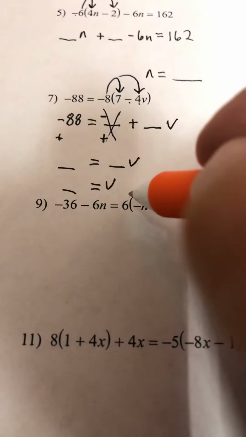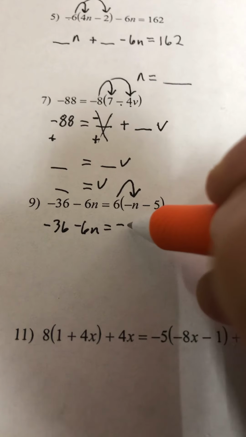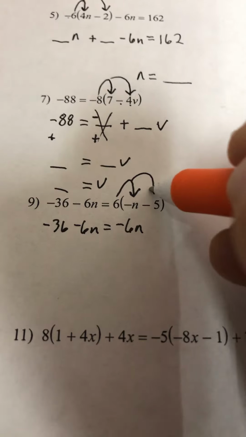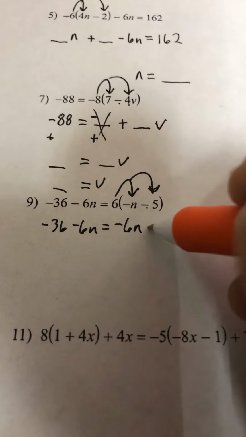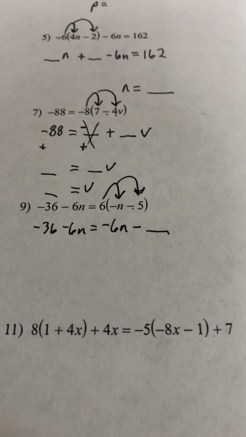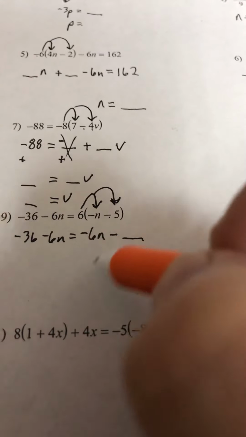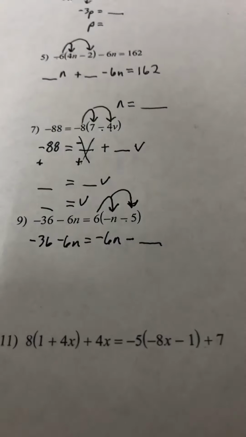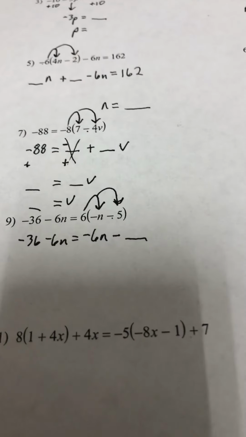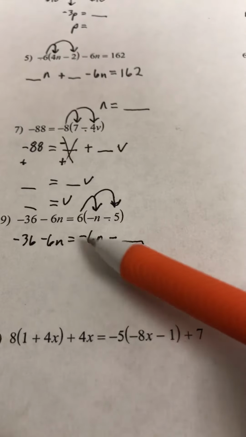Number 9, I'm going to take that 6 times the negative n. Let me bring down this stuff. 6 times the negative n should give you negative 6n, and then 6 times a negative 5 gives you a negative some number. What you're going to want to do is then get the n by itself on one side. And this one, you're going to end up seeing that's a special one. I'll give you two choices on this. It's either going to be infinite answers or no solution for number 9.